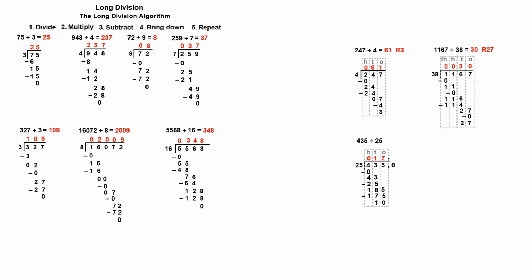Bring 0 down. 25 goes into 100. 100 divided by 25 equals 4. We put 4 in the quotient right above the 0. Multiply 25 and 4 and subtract. The subtraction has given 0. We stop when this happens. The answer is 17.4.